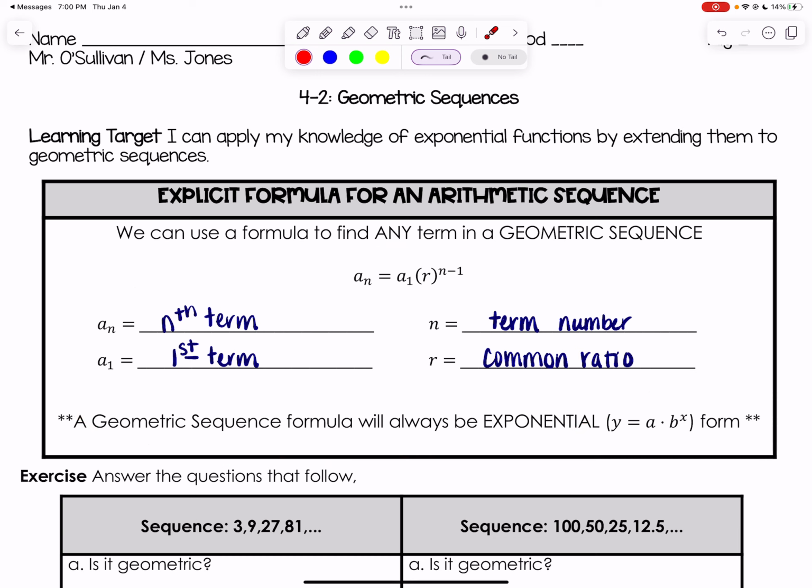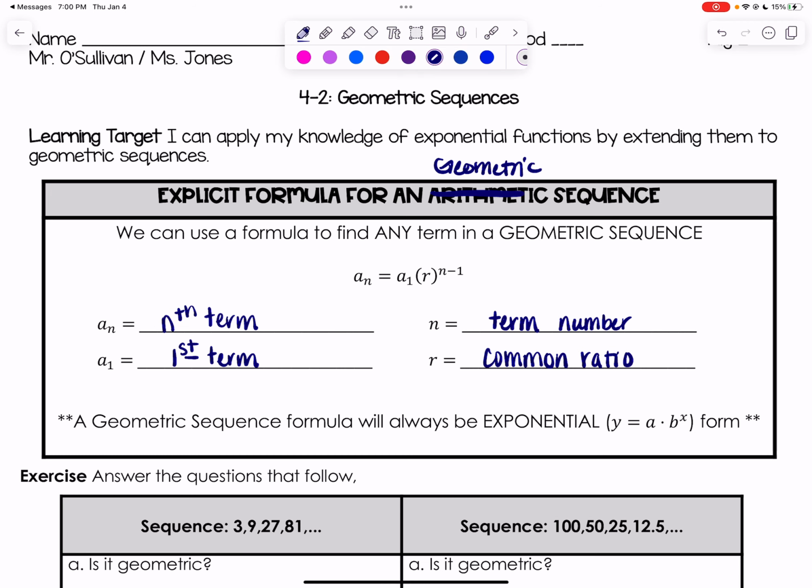So geometric sequences are sort of like exponential functions. Geometric sequences are exponential functions. So they're sequences that are created by multiplying or dividing by the same value each time. So the rule for a geometric sequence is a sub n equals a sub 1 times r to the n minus 1, where a sub n represents our nth term. Think of that as like a y value. A sub 1 is the first term of your sequence. N is just your term number, and then r stands for your common ratio. That's sort of like your common difference.